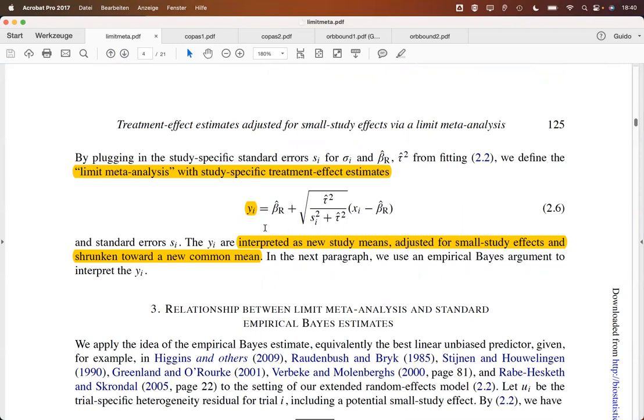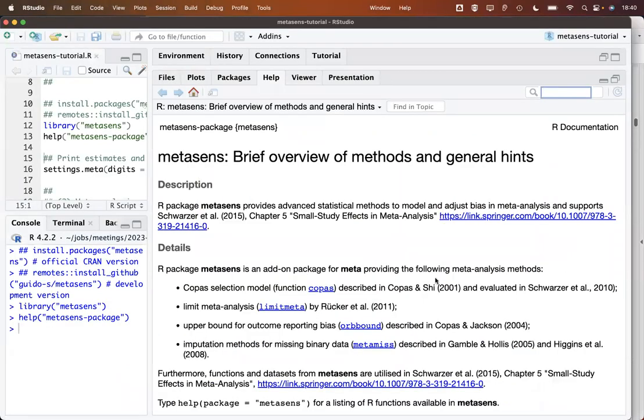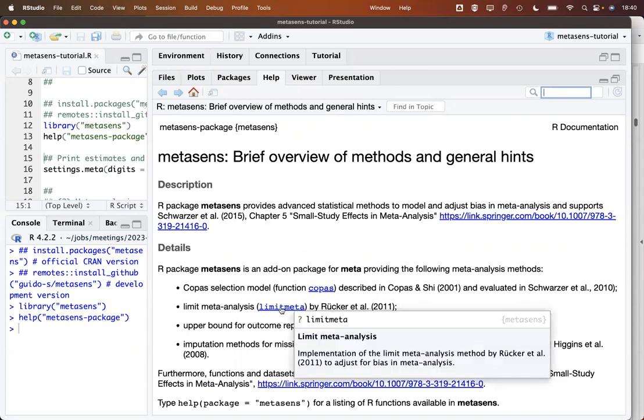And we have here the study-specific treatment effects, which can be interpreted as new study means adjusted for small study effects, and they are shrunken to a new common mean, and that is then our estimate. There is a link to empirical Bayes estimates, which are described here in this publication, but I will not go into detail. Instead, let's go back to RStudio and have a look at the help page of limitmeta.